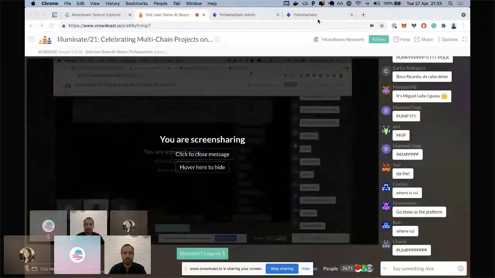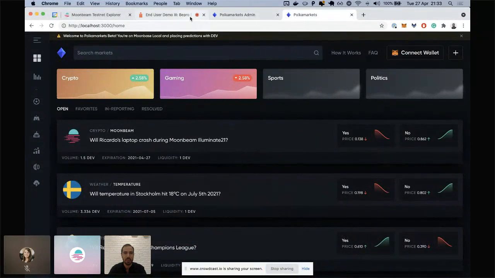So, I guess I'll get started on the demo without any further ado. I hope you guys see my screen. Let me know if anything's wrong. So this is Polkamarkets. This is the MVP that will launch tomorrow in a closed beta version. This version itself is running on a local Moonbeam node, and we'll go through every single part of it.